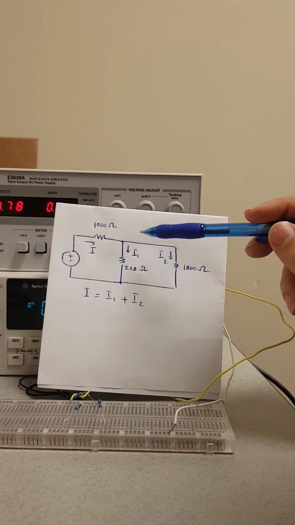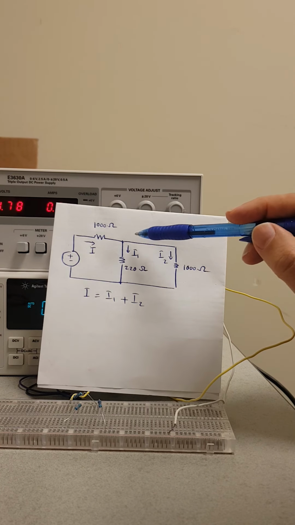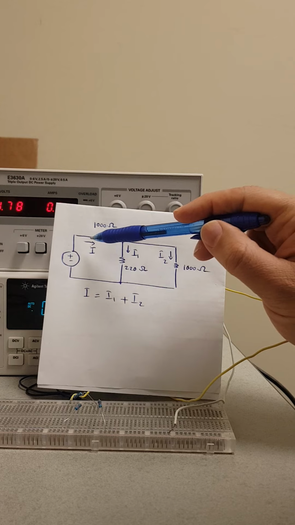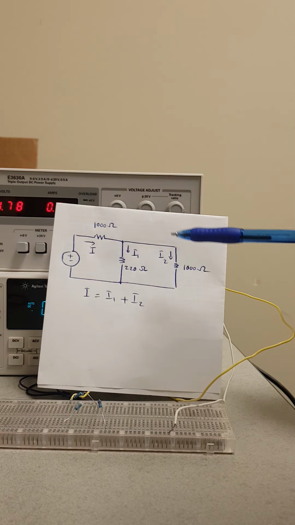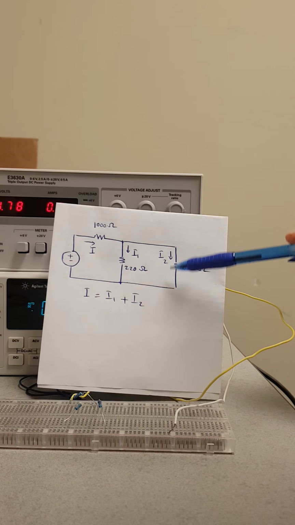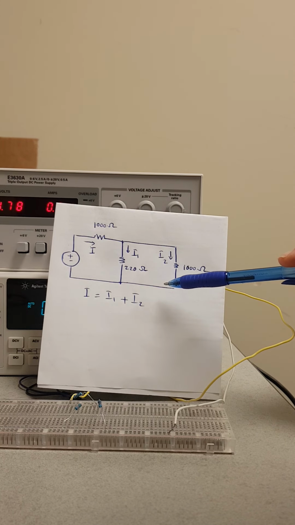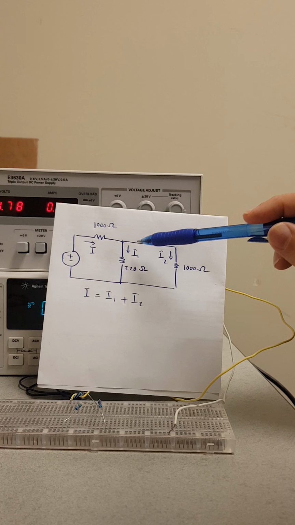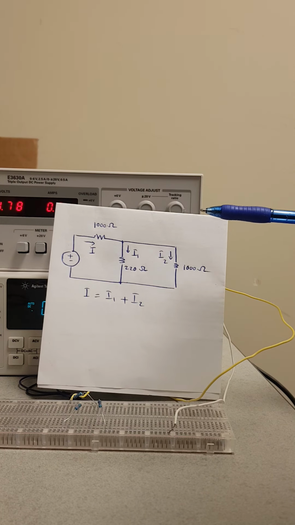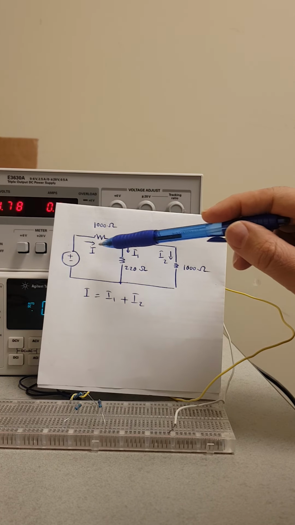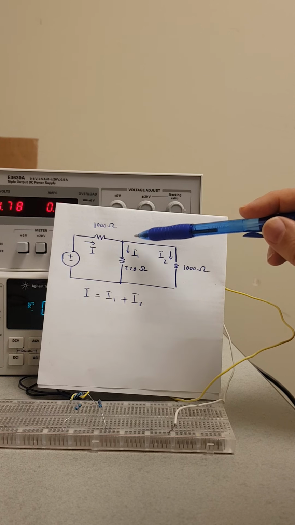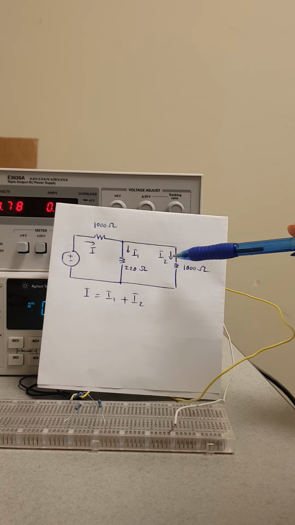In this example, we want to show the KCL. At any certain node, the amount of current that enters the node equals the current that leaves the node, or I equals I1 plus I2. Or the summation of the currents is equal to 0, because we can assume the current entering the node is positive and the currents leaving the node are negative, so their summation should be 0.